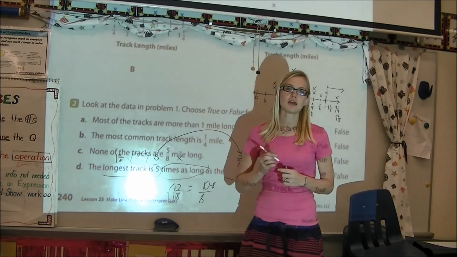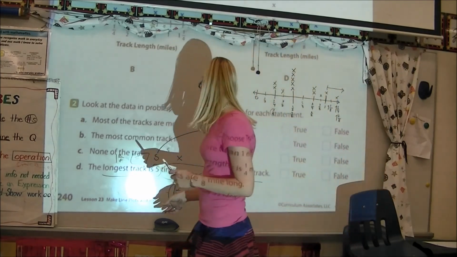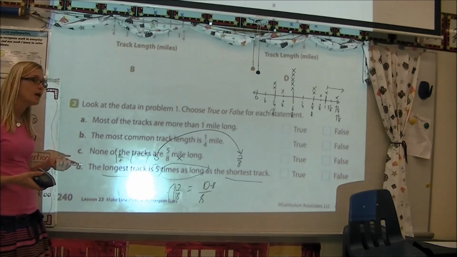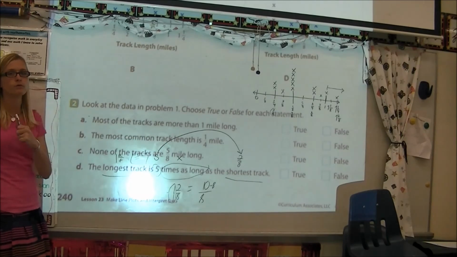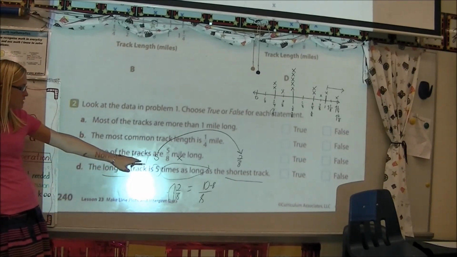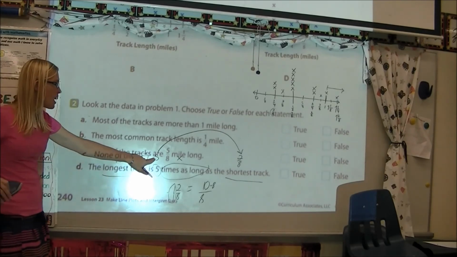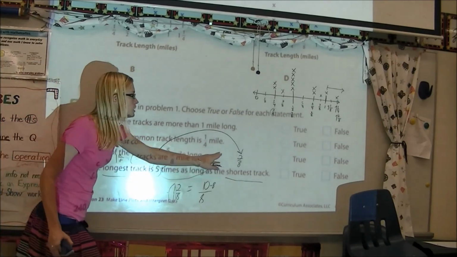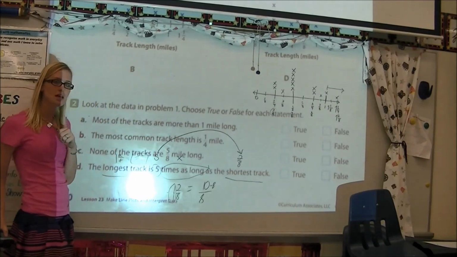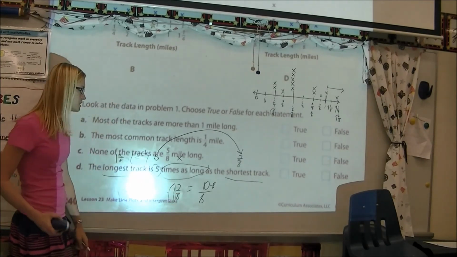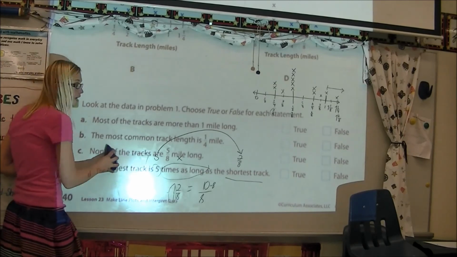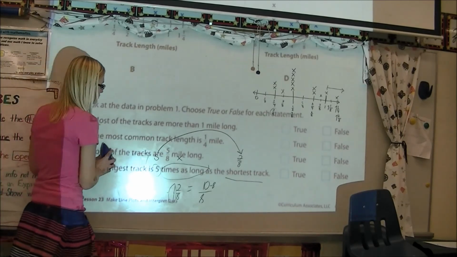So is the statement true? Is the longest track 5 times as long as the shortest track? And again, the answer is true. Because when I found the longest track, and I wanted to see does it equal 5 times as much as the shortest, I multiplied that whole number times my numerator, and the denominator stayed the same, and I realized that 10/8 is equal to 1 2/8. So again, letter D is true.